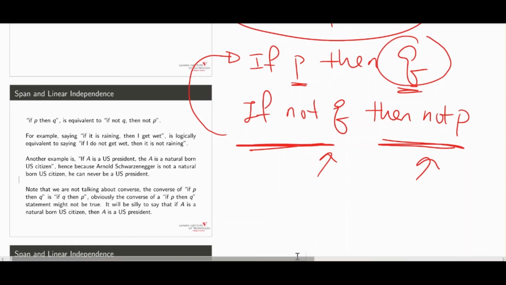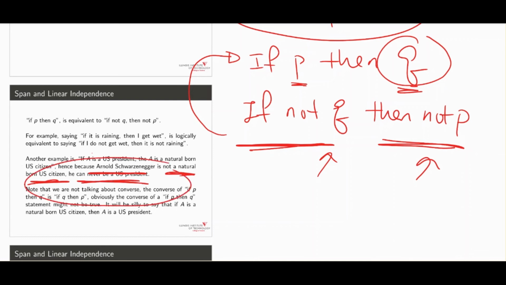If you are not born in the United States, then you cannot be U.S. president. You can be a governor. You can be governor of California, because Arnold Schwarzenegger was governor of California. He wasn't born here, right? But he cannot be a U.S. president. So let's look at the statement: if a person A is a U.S. president, then A must be a natural-born U.S. citizen. Because Arnold Schwarzenegger is not a natural-born U.S. citizen, he can never be a U.S. president. That is a contrapositive. If not this, then not this.